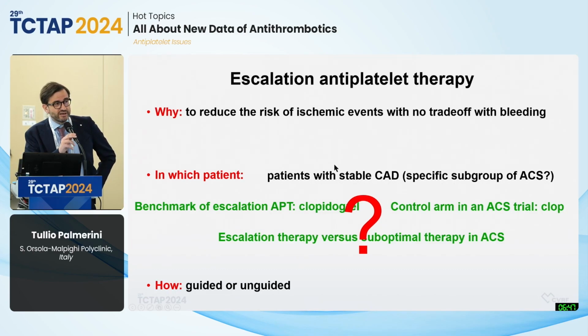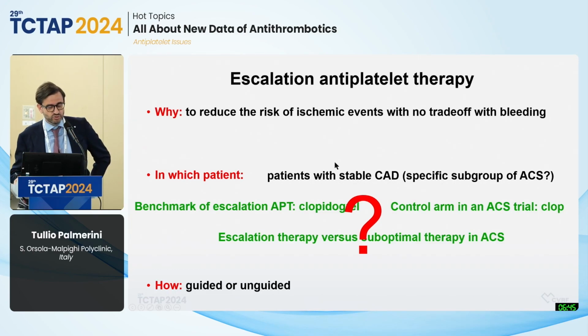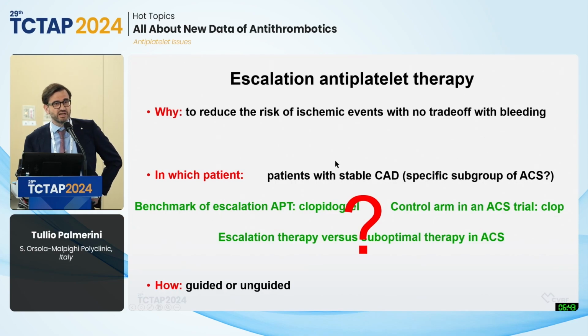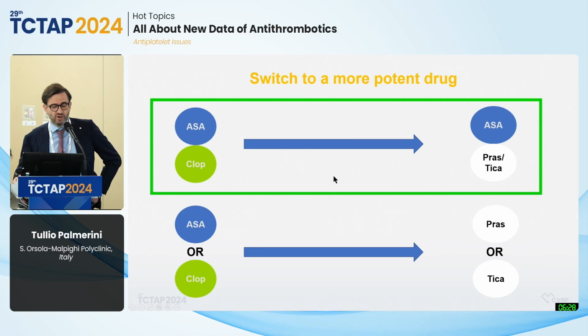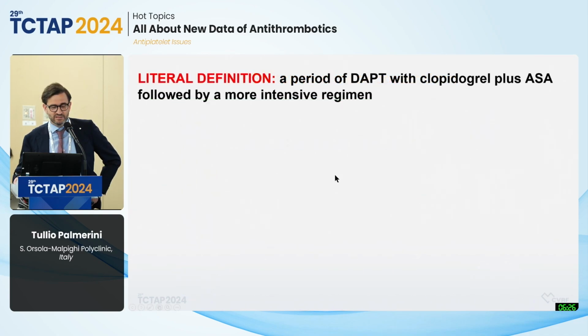How can we do escalation therapy? Guided or unguided by platelet function testing or genetic testing. So switching to a more potent antiplatelet drug can be applied to patients on dual antiplatelet therapy or patients on single antiplatelet therapy, but we have data on patients on dual antiplatelet therapy.